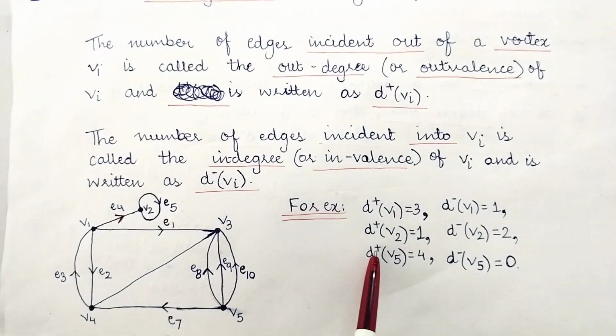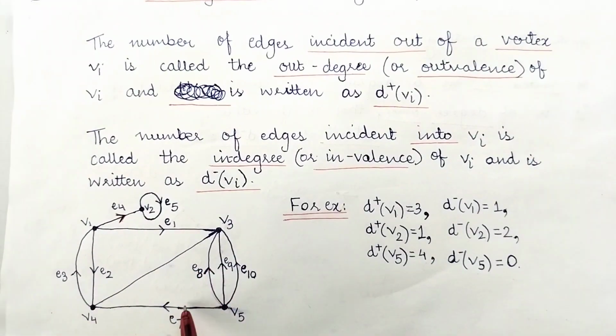If I consider vertex V5, the out degree of vertex V5 is 4. Why? If you look at vertex V5, you can see that there are 4 edges which are incident out of vertex V5. Clearly, the direction of arrows shows you that all these edges are incident out of vertex V5. Like edge E10 is incident out of vertex V5, edge E9 is incident out of vertex V5, edge E8 is incident out of vertex V5, and edge E7 is incident out of vertex V5. So in total, how many edges? 1, 2, 3 and 4 edges are incident out of V5. Hence, the out degree of vertex V5 is 4.